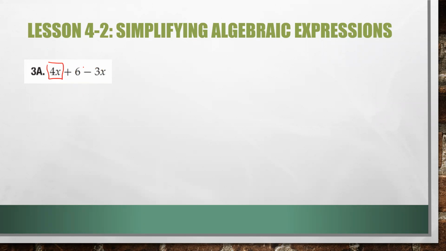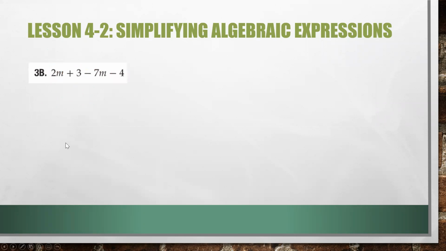We have 4x. Now this is minus 3x. Okay, so 4x minus 3x is 1x, which we write as x, and we still have the plus 6. Now we cannot combine these. These are not like terms, so that's as far as we can go.